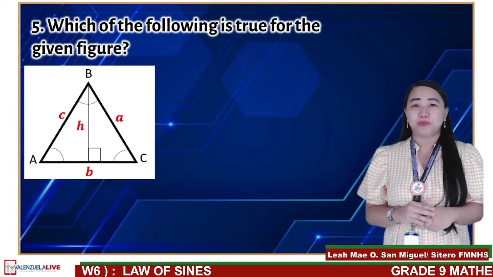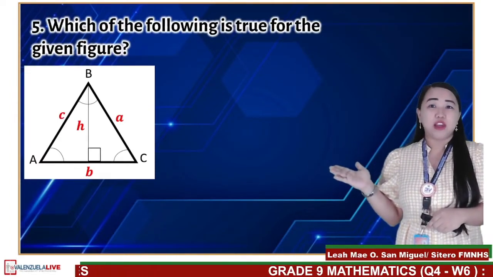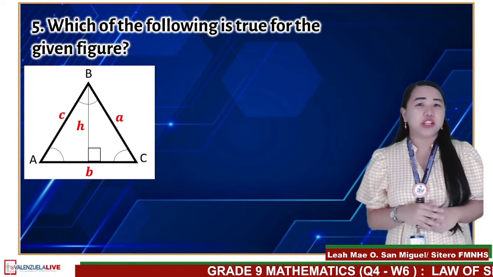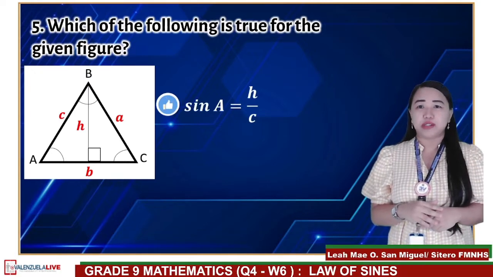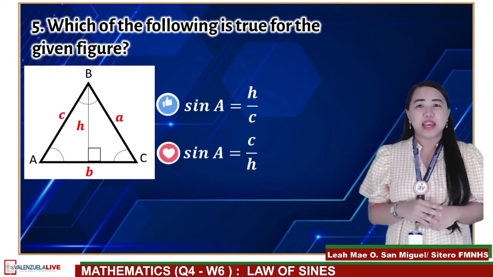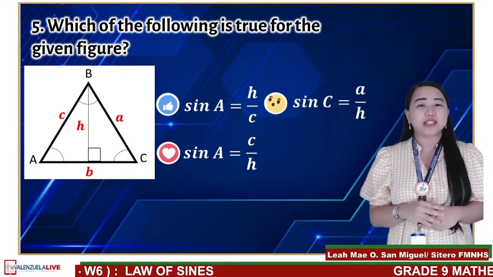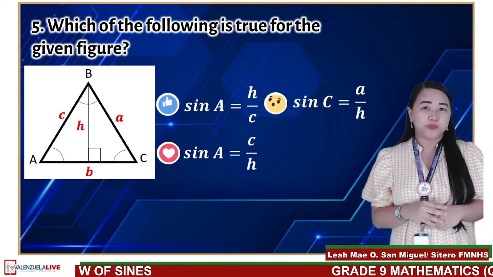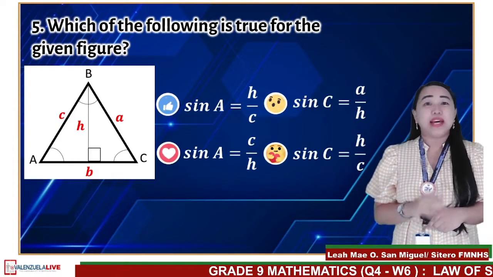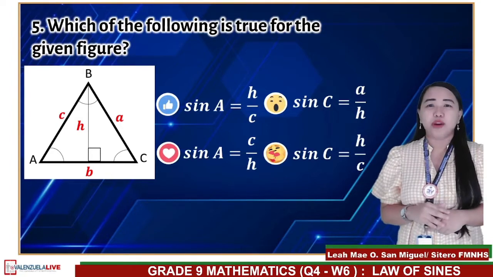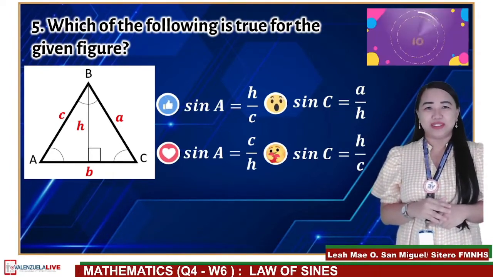Last number. Which of the following is true for this given figure? Here are the choices. Sine A is equal to h over c. Sine A is equal to c over h. Sine C is equal to a over h. And sine C is equal to h over c. Click the emoji that corresponds to your answer. Timer starts now.